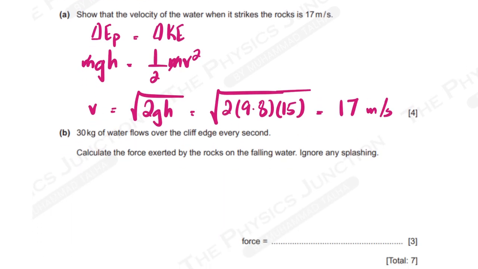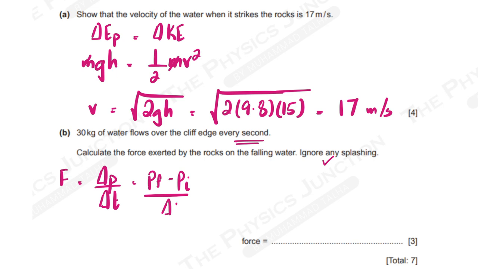Part B says 30 kg of water flows over the cliff edge every second. Calculate the force exerted by the rocks on the falling water. Ignore any splashing. So for finding the force, I can use this idea that this is the rate of change of momentum. So I can say that the change in momentum would be final minus initial over the time that it takes. Now, final momentum I would say is 0 because the examiner says ignore any splashing.